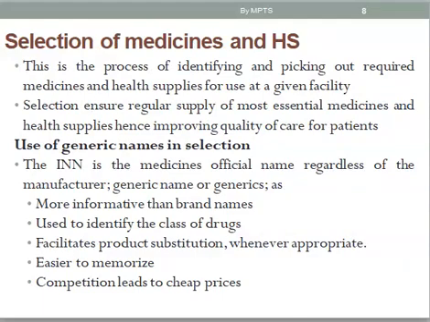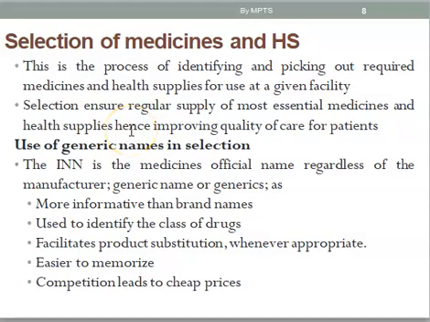Now, selection of medicines and health supply. This is a process of identifying and picking out the required medicines for use at a given facility. Of course, it will ensure that your supply is adequate, and this will improve quality of care for patients. In a community pharmacy, patients will not come back with issues of stock-outs.